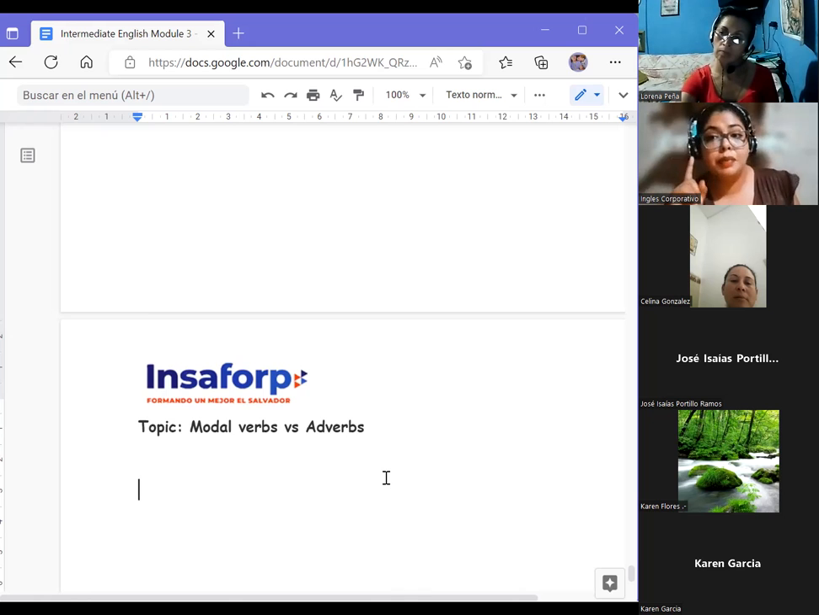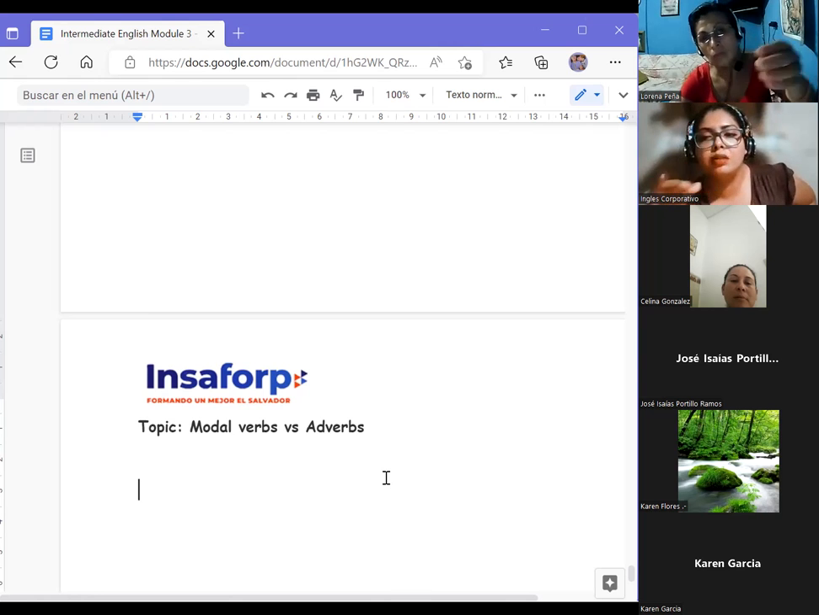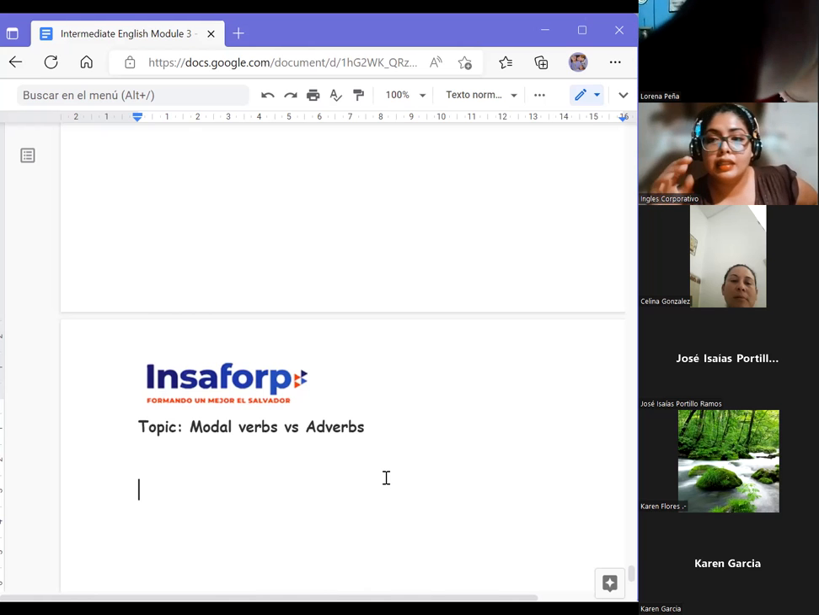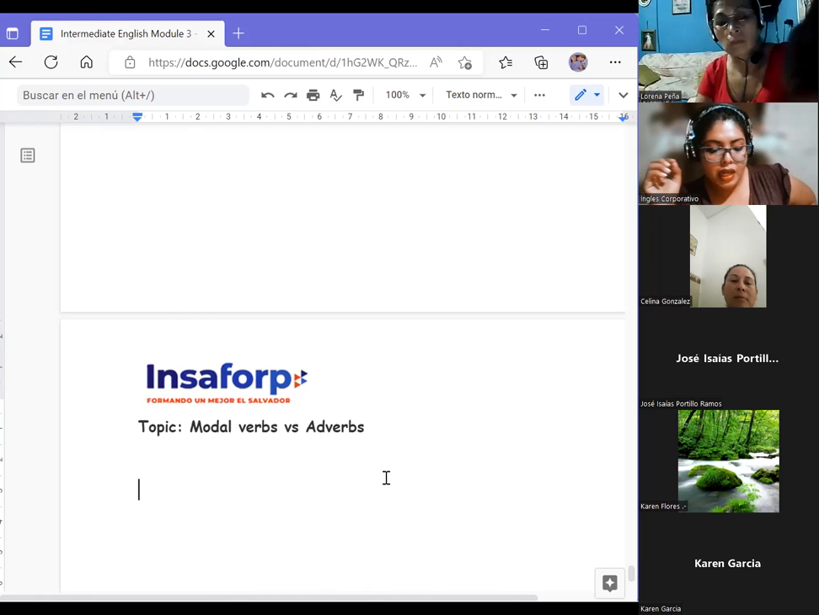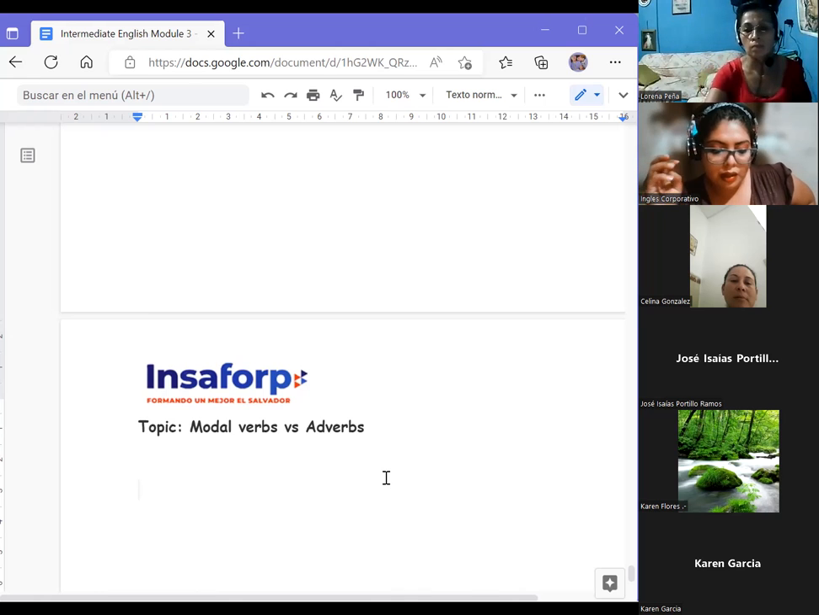The modal verbs are verbs. In that case, that is the difference. Modal verbs are verbs that give additional information about the main verb. In that case, we can say it is like a second verb or auxiliary, but it's also a verb. Adverbs are words. In that case, they are not verbs. They are words that provide information about the verb, the adjective, the adverb, or a sentence.